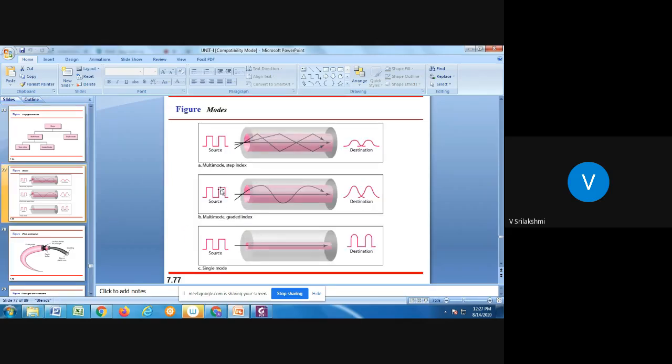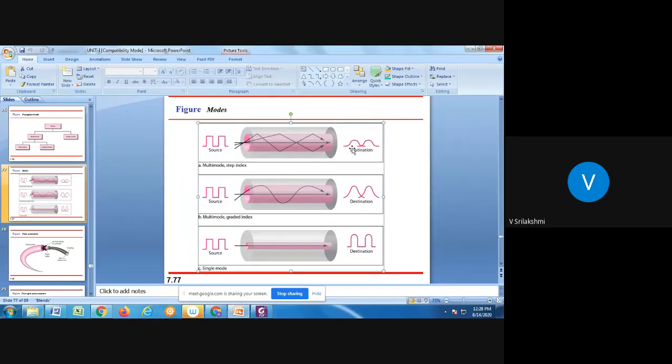Here, see this diagram. The first one is multi-mode step index. Have you seen this first diagram? All of you are seeing the first diagram? Coming to the source, the source is sending some form of data, in a format like a bar graph. This data format we can call a digital signal. And when coming to the destination, it is like a wave.